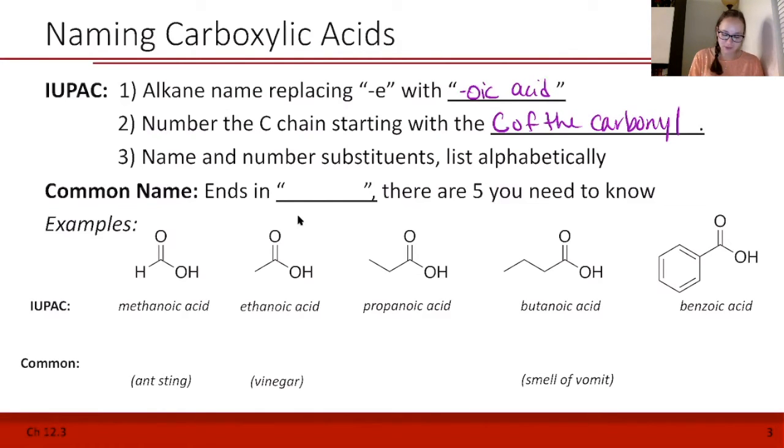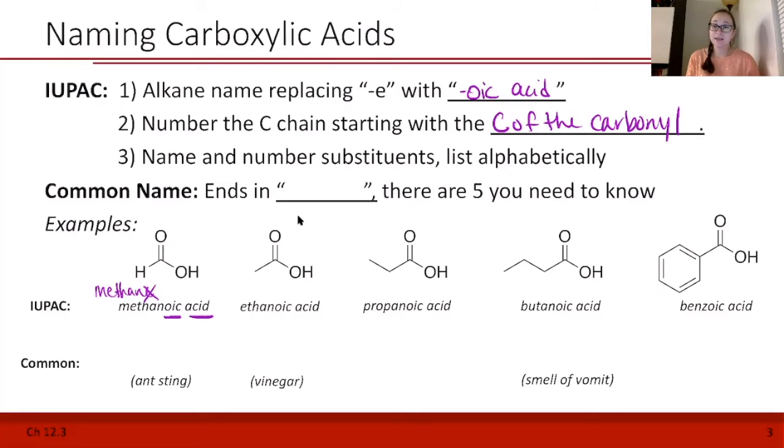So for example, methane was the common name for just CH4 without the carboxylic acid. But we crossed off that E and changed it with OIC acid. Same thing with ethanoic acid, propanoic acid, butanoic acid.